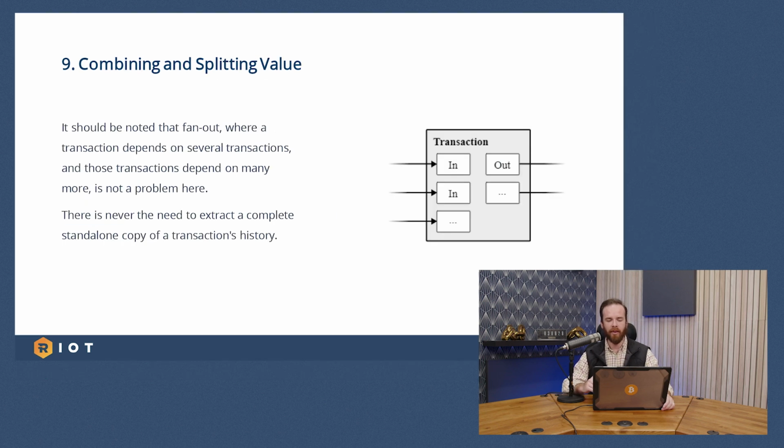All right. It should be noted that fan out, where a transaction depends on several transactions and those transactions depend on many more, is not a problem here. There's never the need to extract a complete standalone copy of a transaction's history, because instead, what we do in the node software is maintain a set of unspent outputs that come from any number of transactions, but the transaction data is not kept in the UTXO set. Only the outputs are. All right.